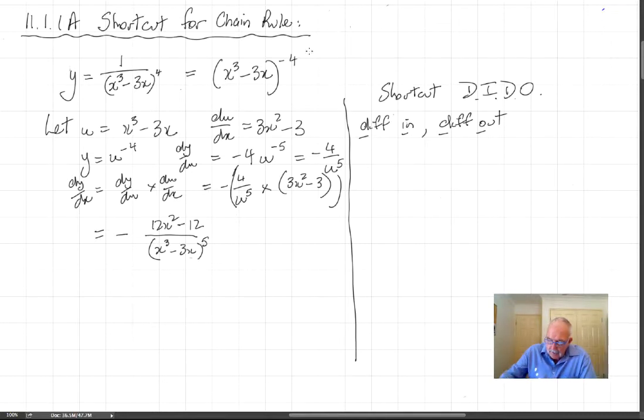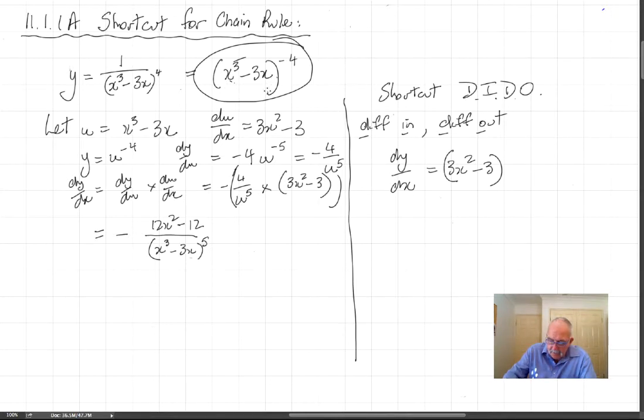Means if I go up here to, I've got y equals x cubed minus 3x all raised to the power of 4. So here's my function. Diffing in is like diffing inside the brackets. So I'm going to just go straight for the answer here. Dy dx equals, diffing in is like diffing inside the brackets. And when you find the derivative of what's inside the brackets, you get 3x squared minus 3. Now put that in brackets as well. So that's diffing in.